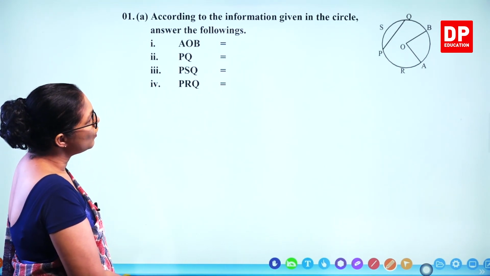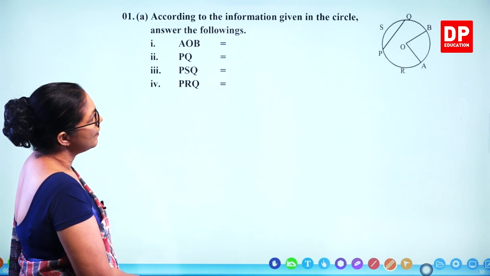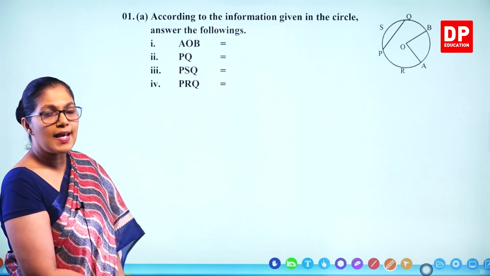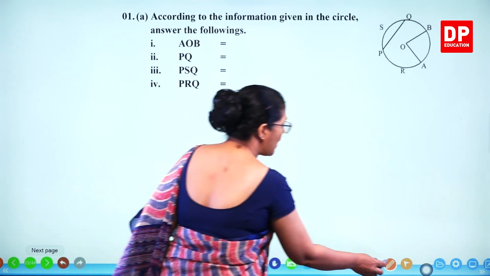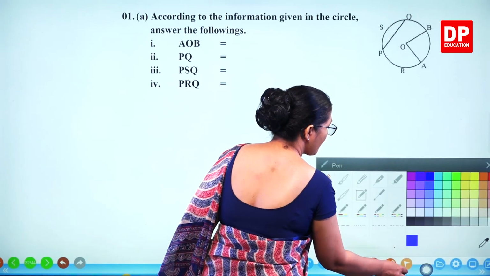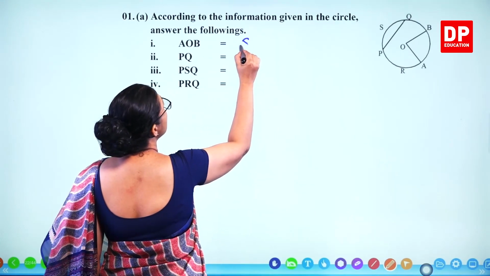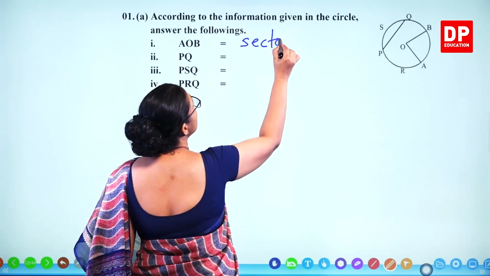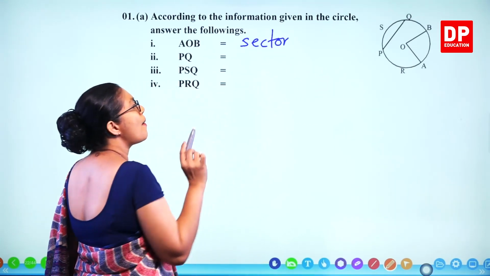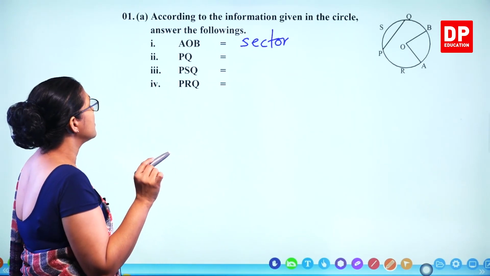AOB. What's AOB? AOB is a sector, but it's a smaller one here. Here, AOB, it's a sector. You can write minor sector is this way, other side major sector. So we can write sector.